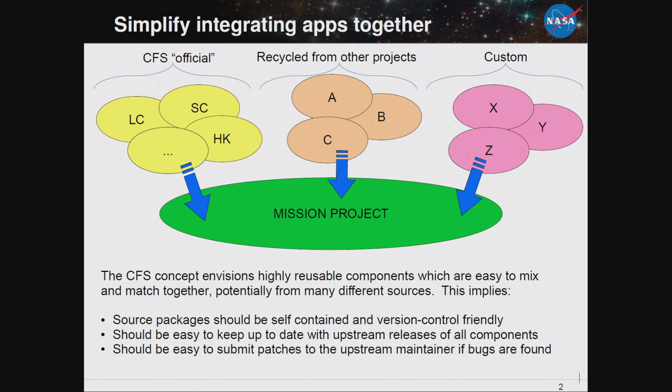And part of that implies certain things about those components that should be true. For source packages, if you're going to have an app store type concept, you ideally want a package you can just download and drop into your build and have it work. You want to be able to version control it, and make sure that you can keep up to date with it. If there are bug fixes that other people have found, you can get those.